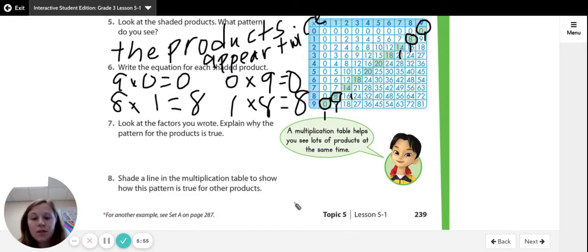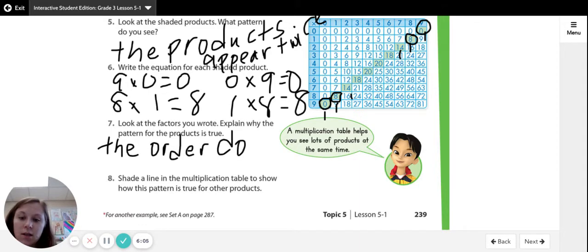So we know that these will give us the same number because when we flip the numbers in multiplication, the order doesn't matter. We'll get the same product. So we can say the order doesn't change the product or the answer.